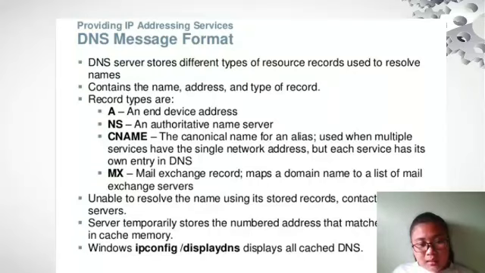MX, Mail Exchange record, maps a domain name to a list of mail exchange servers. If a DNS server is unable to resolve the name using its stored records, it contacts other servers. The server temporarily stores the numbered address that matches the name in cache memory. ipconfig /displaydns in Windows displays the cached DNS entries.